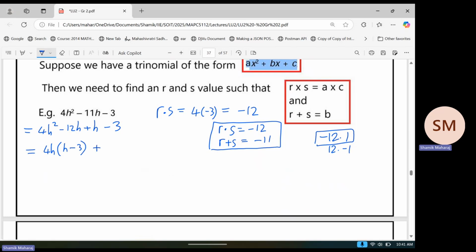From the second two terms, can I factor anything out? I can't, right? So I'll just leave it as it is, h minus 3. Now I can factor out h minus 3 altogether, right? Because it's common to both of these. So we factor that out, h minus 3, and what's left is 4h plus 1. So that's how you get your answer here. Slightly different than what we did before. Similar idea though.